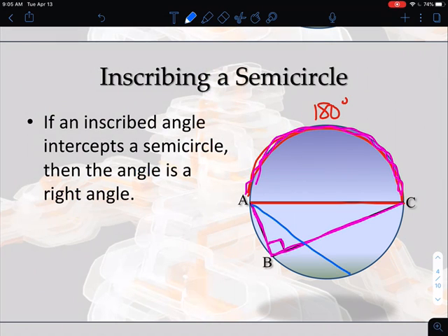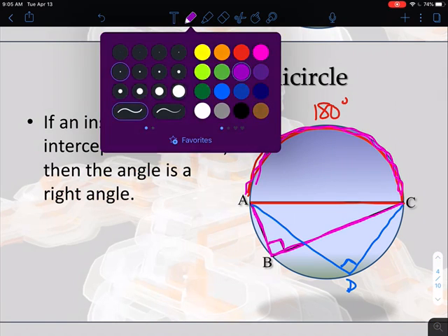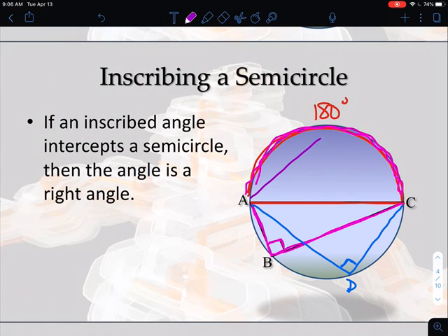So if I go from A over to D and up to C here, so we're going to call this point D, I'm still intercepting that whole semicircle, that half a circle, which means this is also going to be a right angle. And I can even go the other direction. So I could have an angle up here, go from A to, let's call it E, to C. And since I open up to a semicircle, 180 degrees, that means my angle is going to be a right angle.